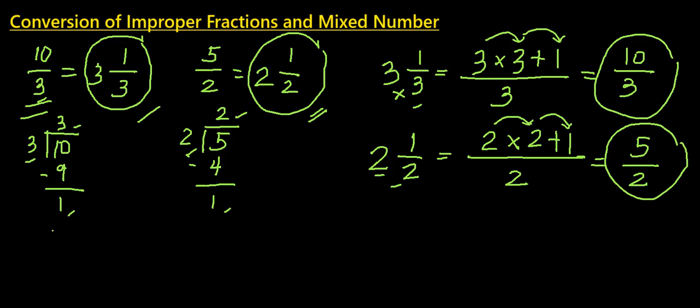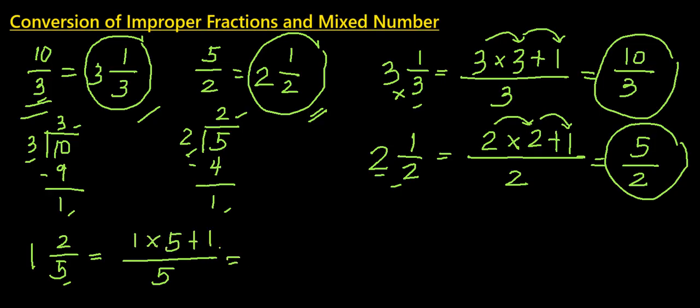Let's have another example. Let's say a mixed number of 1 and 2/5 converted to an improper fraction. So we have to copy the denominator, whole number times the denominator plus the numerator. The numerator is 2. Sorry. So 1 times 5 is 5 plus 2 is 7 over 5.